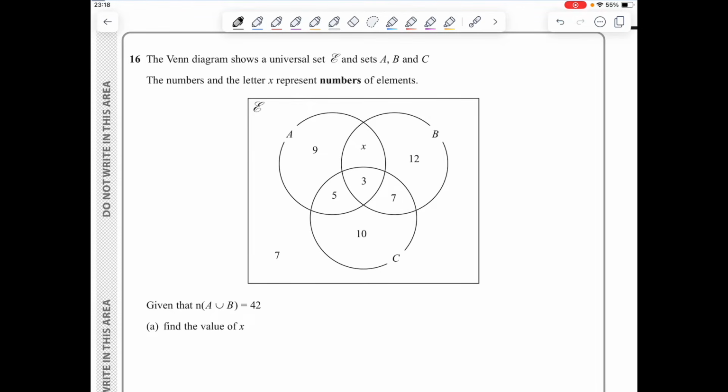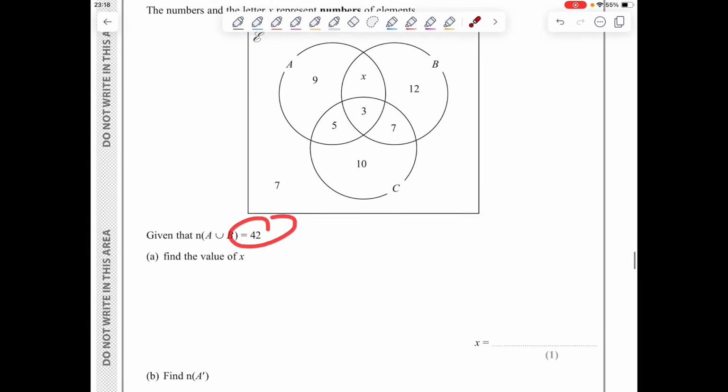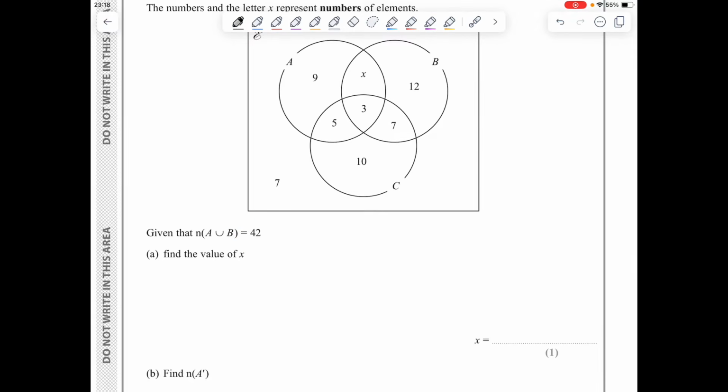For part A of question 16, I have A union B consisting of 42 elements. So this region here consists of 42 elements, therefore 9 plus 5 plus x plus 3 plus 12 plus 7 is equal to 42. Solving for x will give you a value of 6.